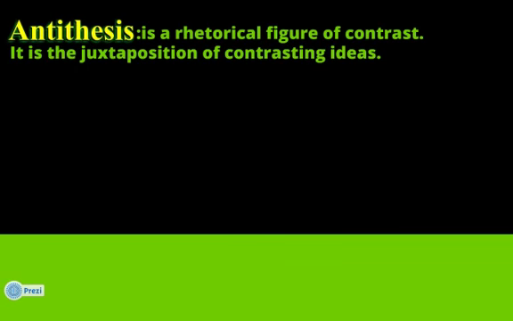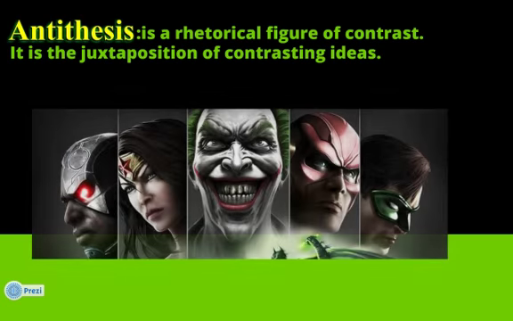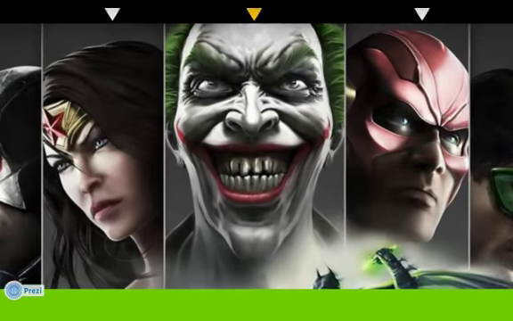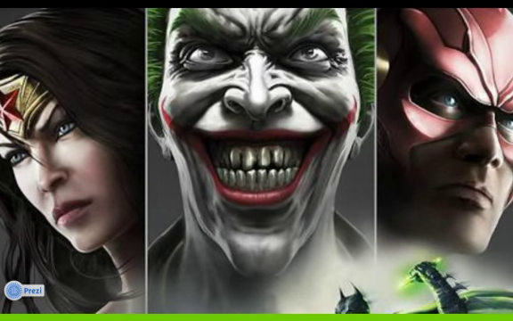Antithesis is a rhetorical figure of contrast. It is the juxtaposition of contrasting ideas. Within Injustice: Gods Among Us, the placement of the five faces is a prime example of antithesis. One villain surrounded by four superheroes. Not only is he surrounded, but their contrasting facial expressions tell the story. The villain, the Joker, displays a grin while the heroes emit severe concern.